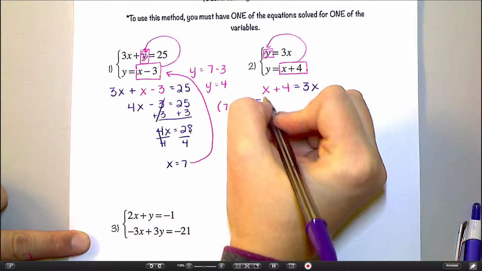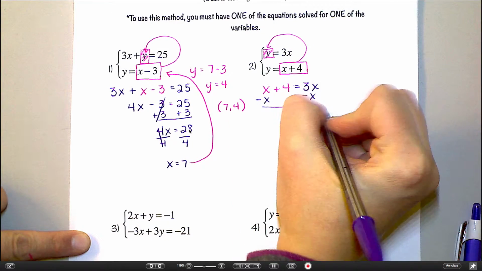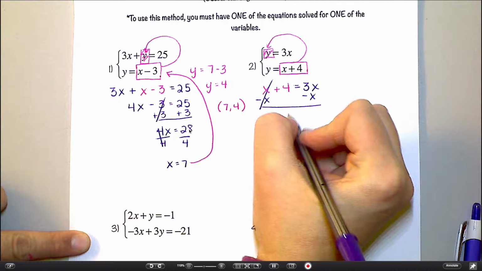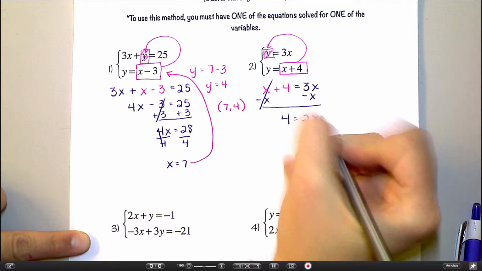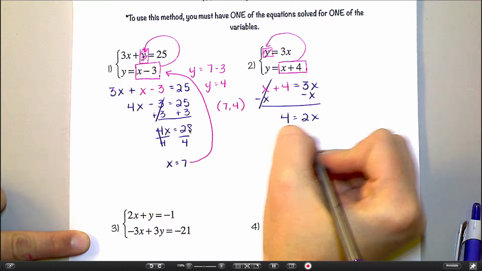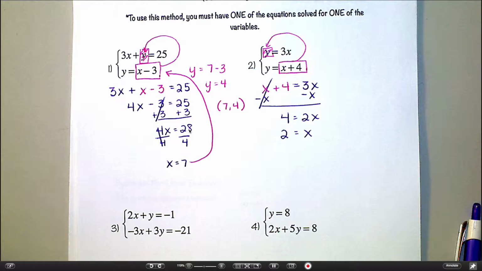Then I'm going to minus x and minus x. So I get 4 equals 2x. Divide by 2 and I get x equals 2.